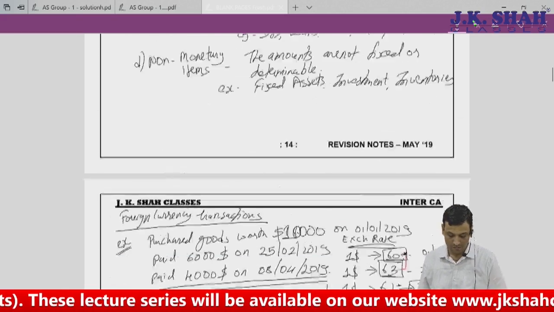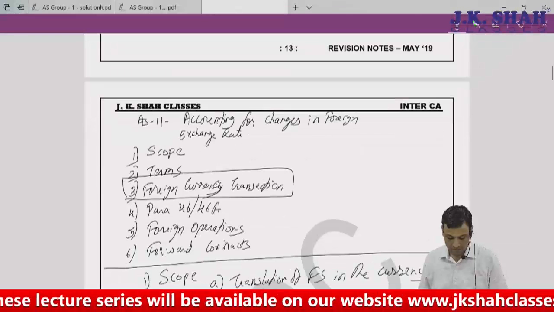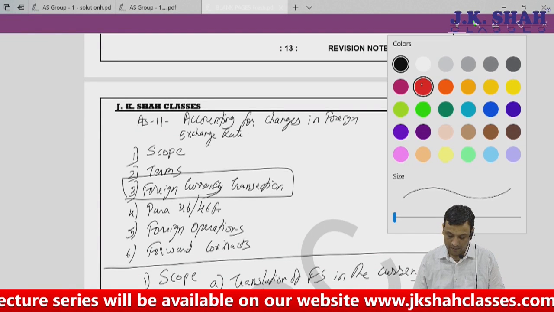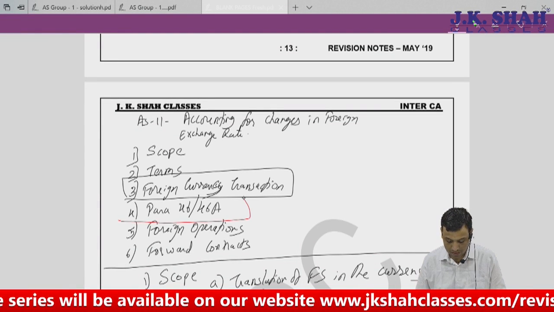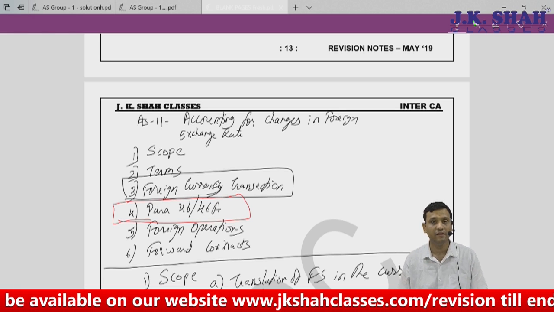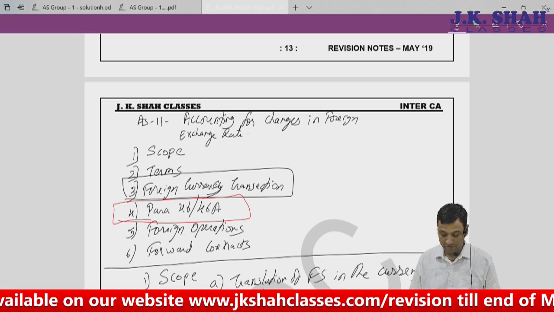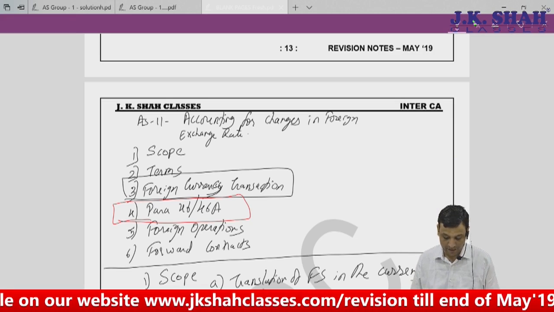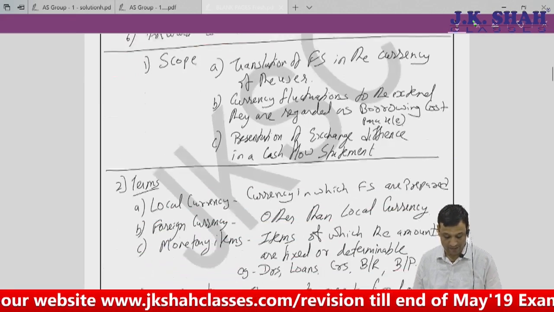But if the entity has chosen to apply this paragraph of AS 11, then there would be a difference. Now what does this paragraph, para 46 and 46A, mean?